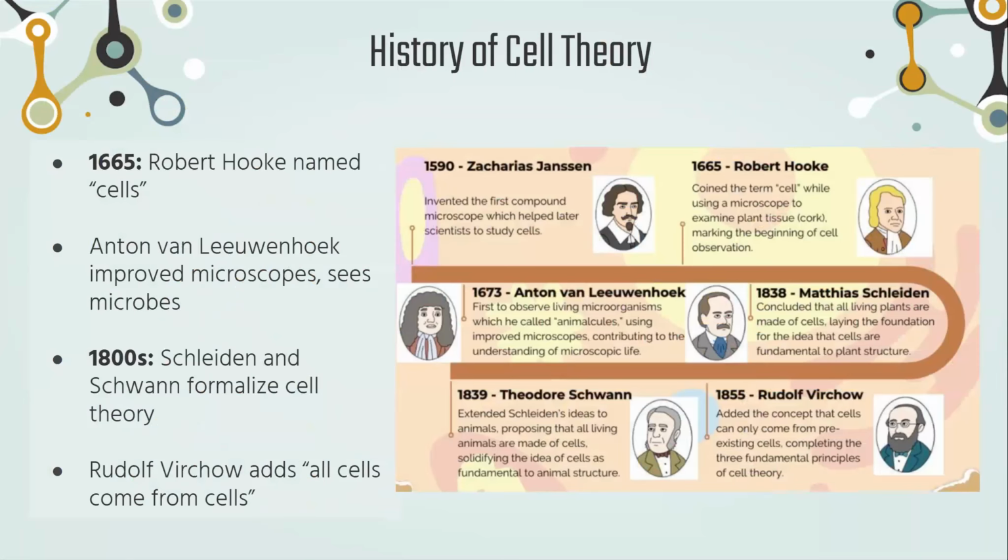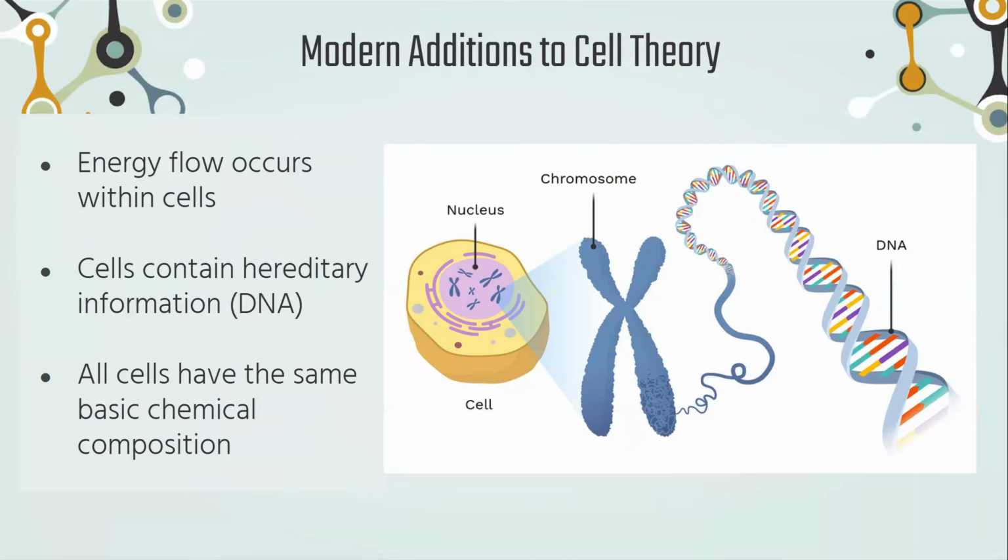When we look into the history of cell theory, it starts with Robert Hooke in 1665 when he first named cells. Anton van Leeuwenhoek improved microscopes, and because of this improvement, he started seeing microbes through microscopes as well. In the 1800s, Schleiden and Schwann formalized the cell theory, and finally, later on, Rudolf Virchow added that all cells come from other cells, meaning cells need other cells to be pre-existing to form new cells.